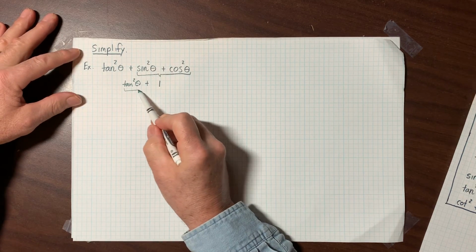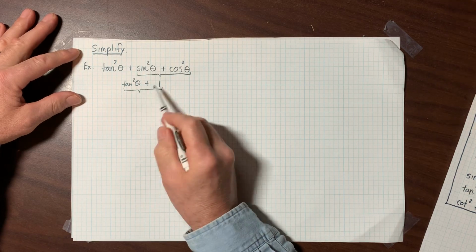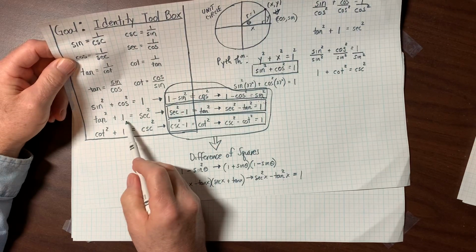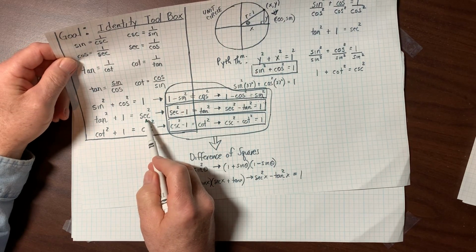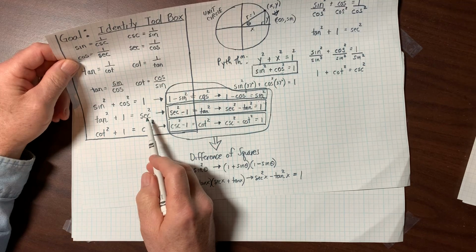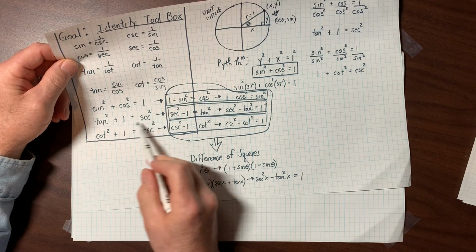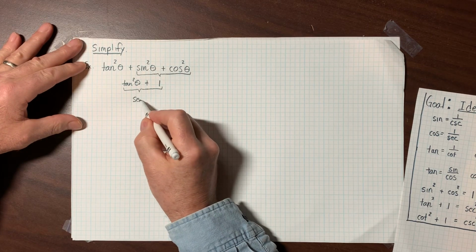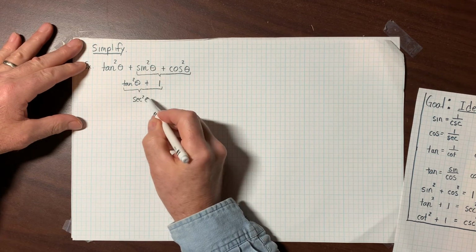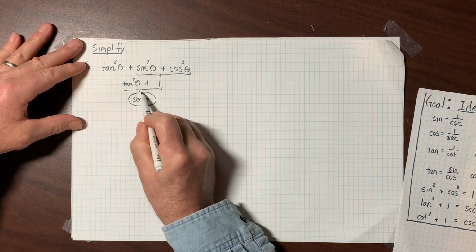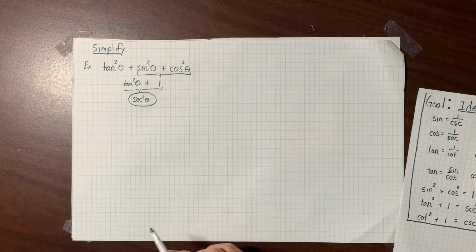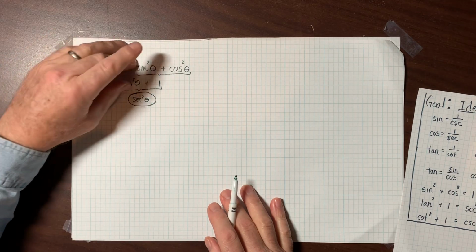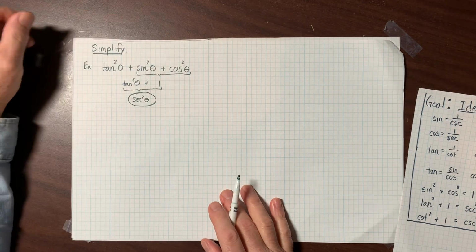This is another identity. Tangent squared plus 1 is equal to secant squared. So what I would do to finish this problem out is I would substitute secant squared for tangent squared plus 1. That is the final simplified expression that started as tangent squared plus sine squared plus cosine squared.